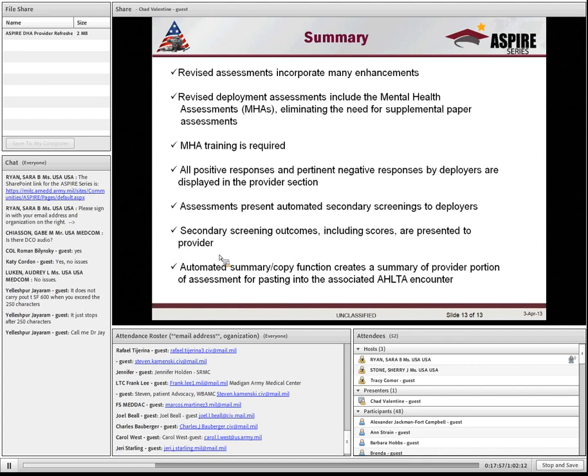All responses, whether they're negative, positive, or not answered, will display in the provider section. All 3 forms are presented with automated secondary screenings for the deployers. The secondary screening outcomes, including the scores, which we mentioned in those data matrices for the PTSD, alcohol consumption, physical symptoms, and depression, will calculate scores for you and place them in a risk category. And of course, the copy and paste functionality for the ALTA Encounter is also new with the new forms. And I'll go in there and demonstrate that when we get to it.